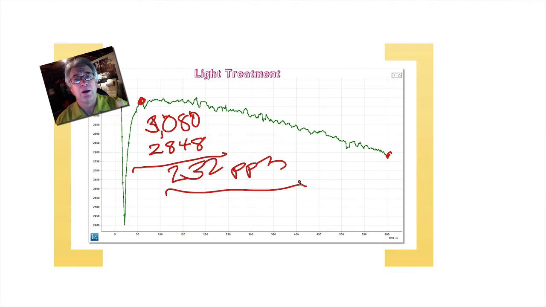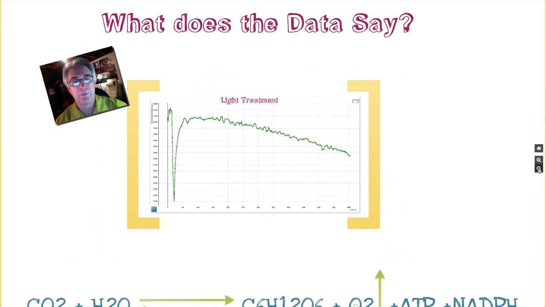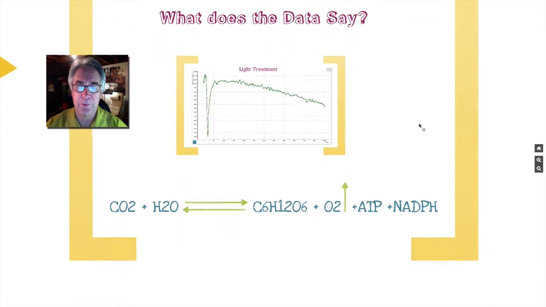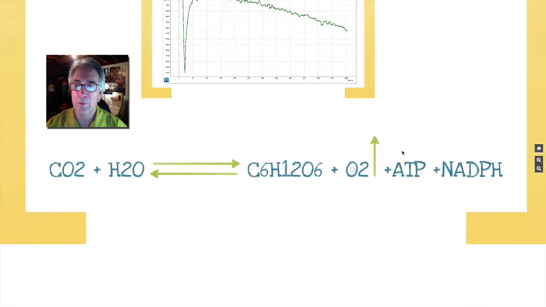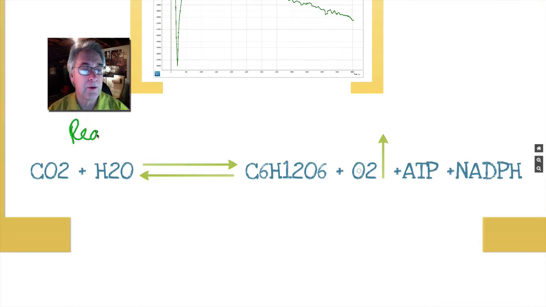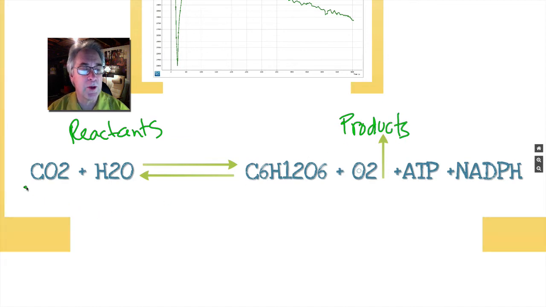But again, what we looked at today is, if we zoom back out here, let's zoom back out. If we take a look at our equation, really we have what we call reactants over here. These are the reactants, and these are the products. So really what we were doing is measuring one of the reactants. This is what we are measuring.